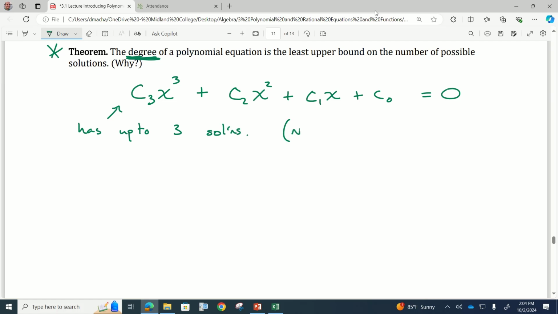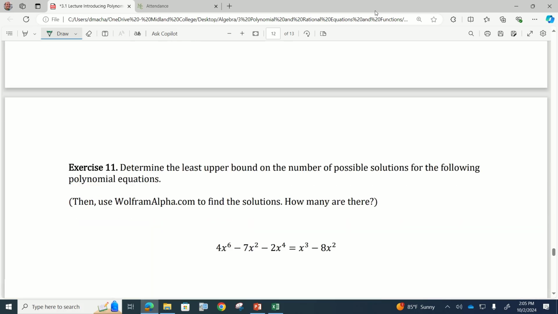In other words, it does not have 4 solutions. It does not have 5 solutions. It does not have 6 solutions. The only possibility here is that there are 3 solutions corresponding to the 3 roots of this polynomial. Or maybe there are just 2 solutions because one of the roots is repeated. Or maybe there's only 1 solution because there's 1 root repeated 3 times, right? But there are either 1, 2, or 3 solutions. So you can tell from the degree how many solutions there might be.